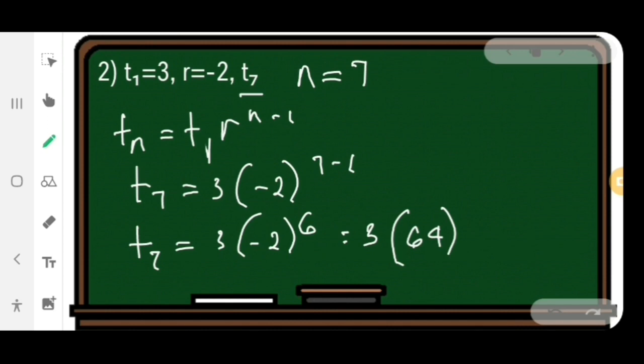Now remember, when you raise a negative integer to an even exponent, the power is positive. But when the exponent is an odd number and your base is negative, the power is negative. Now let us go to the last step. We are going to multiply 3 and 64. So 3 times 64 is 192. So the 7th term of this geometric sequence is 192.